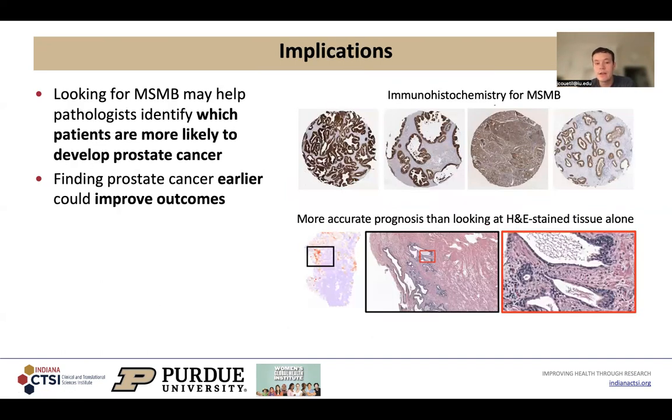For my findings here, MSMB could be a negative marker for pathologists to help identify who's more likely to get prostate cancer. So you could stain for this protein in tissue, and if a gland in the prostate has lost this, the patient might be more likely to get prostate cancer later. Finding cancer earlier might improve outcomes. We're always looking for ways to triage people to pay attention to in cancer treatment.